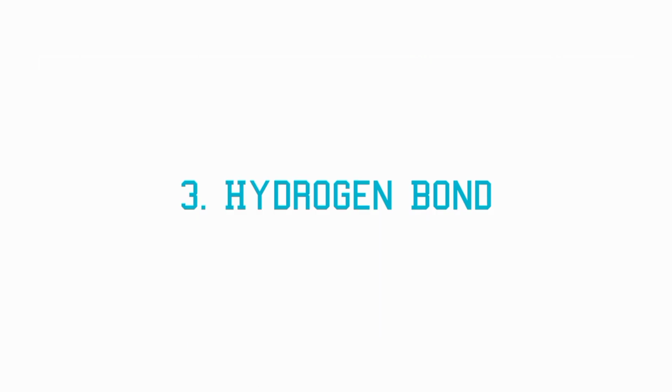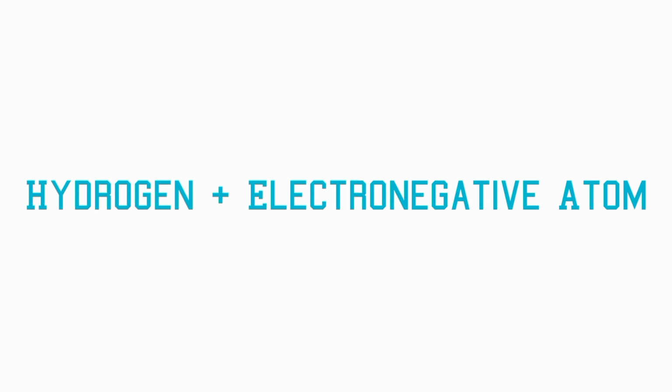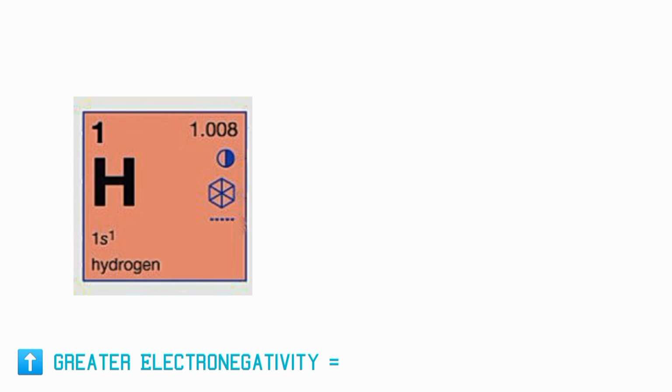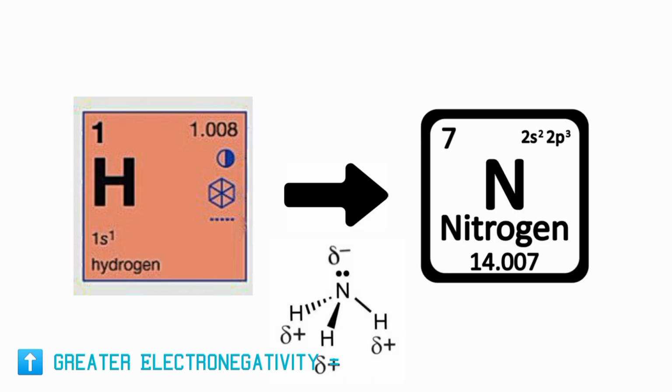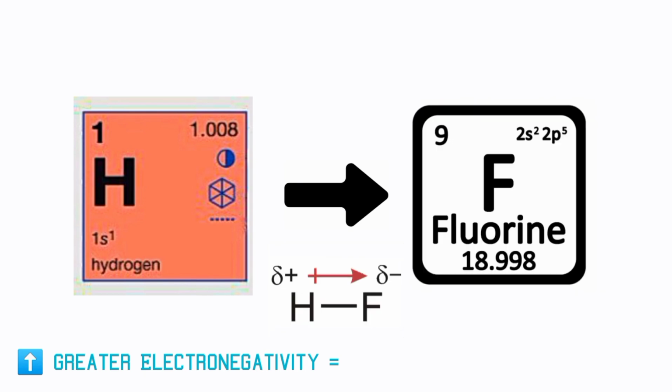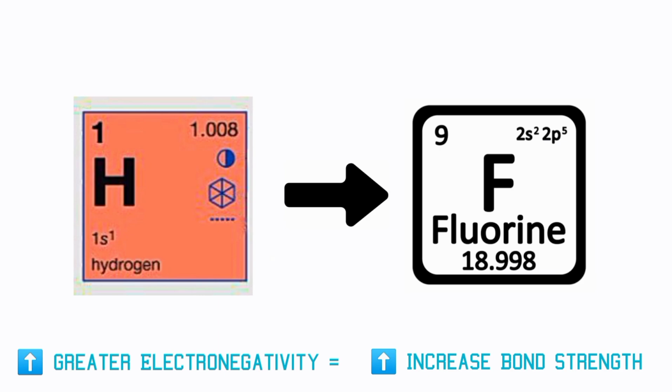Number 3. Hydrogen bond. Hydrogen bonds are strong intermolecular forces created when a hydrogen atom is bonded to an electronegative atom. The greater the electronegativity of the hydrogen bond acceptor, particularly the second row elements nitrogen, oxygen, or fluorine, the greater the increase in hydrogen bond strength.